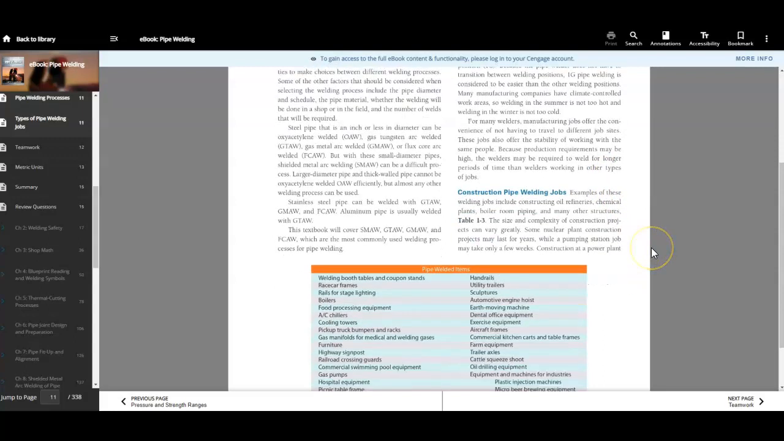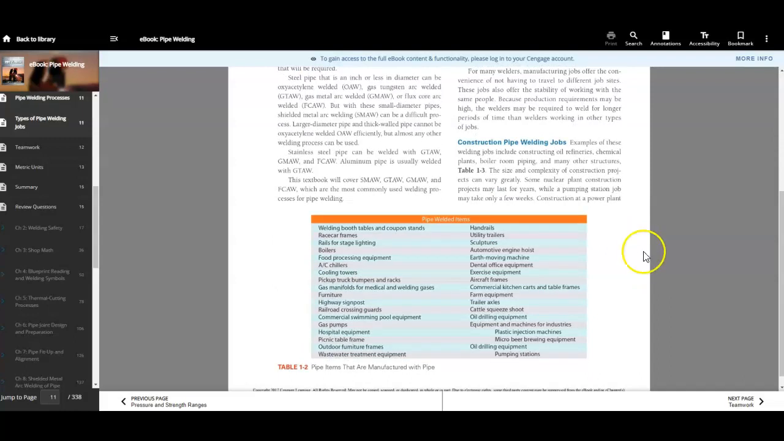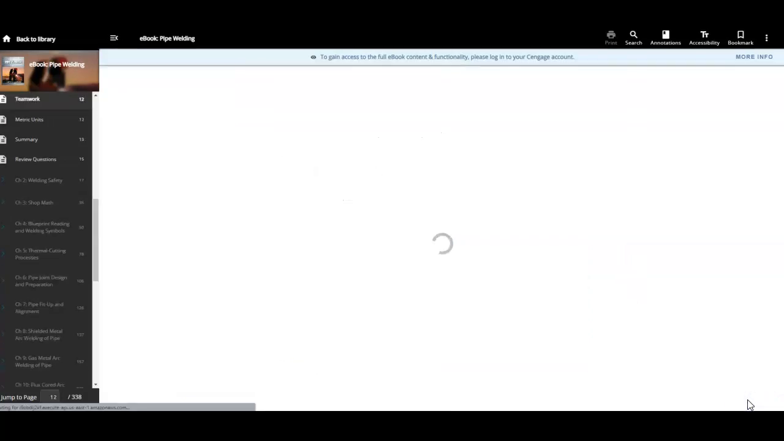Construction pipe welding jobs. Examples of these welding jobs include constructing oil refineries, chemical plants, boiler room piping, and many other structures. Table 1-3. The size and complexity of construction projects can vary greatly. Some nuclear power plant construction projects may last for years, while a pumping station job may only take a couple of weeks.